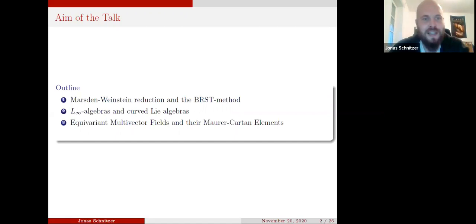And the last part is I will construct an L-infinity morphism which relates, as I said in my abstract, momentum maps with Poisson structures together, like pairs, and reduced Poisson structures, let's say. Okay, so I said the word reducing kind of a lot. I'm always referring to Marsden-Weinstein reduction. The first part is basically just to fix some notations.